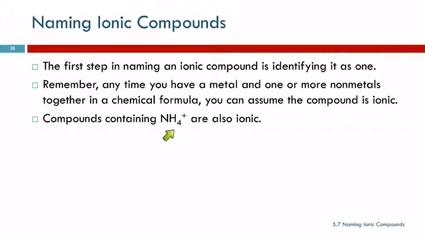It's a polyatomic cation. Most of the cations that we're going to see in this class are going to be metals. That's why if it's got a metal in it, it's an ionic compound. But if it has NH4 in it, it's also an ionic compound.